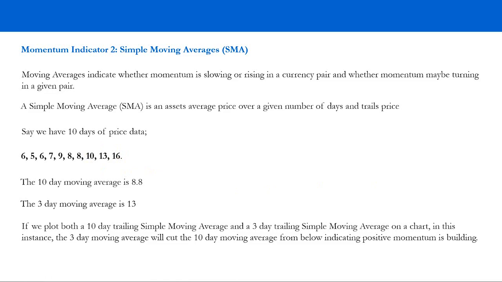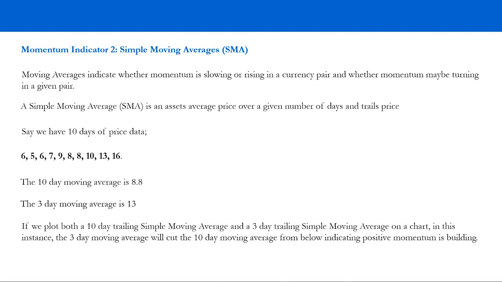So if we were actually to stick this on a chart, if we plot them both, a 10-day trailing simple moving average and a 3-day trailing simple moving average, in this instance, what's going to occur is the 3-day moving average will cut the 10-day moving average from below. And this, as an interpretation, indicates positive momentum is building. And with our fundamental predispositions of bullish and bearish, we should be starting to understand what that means.